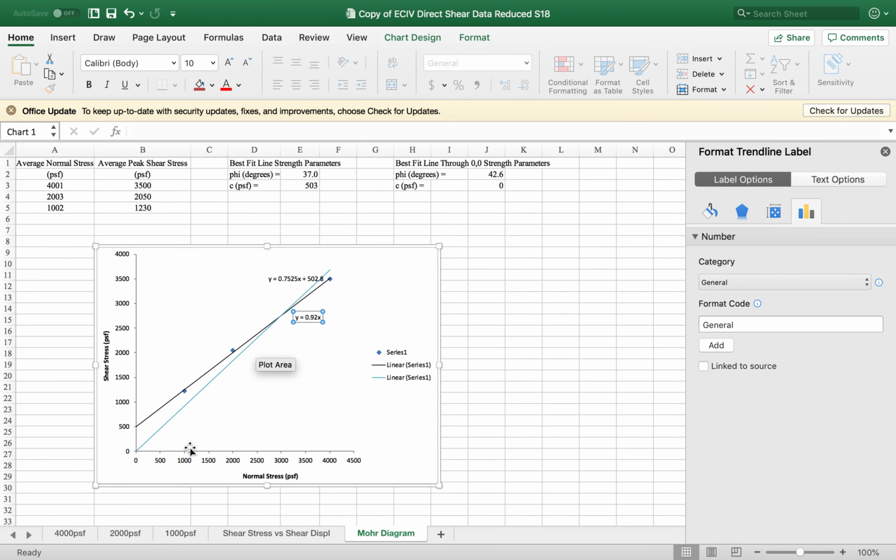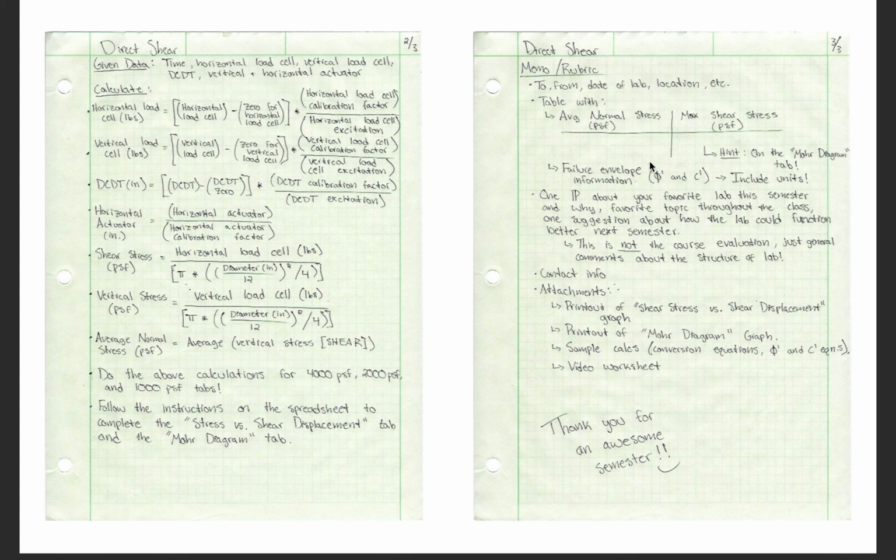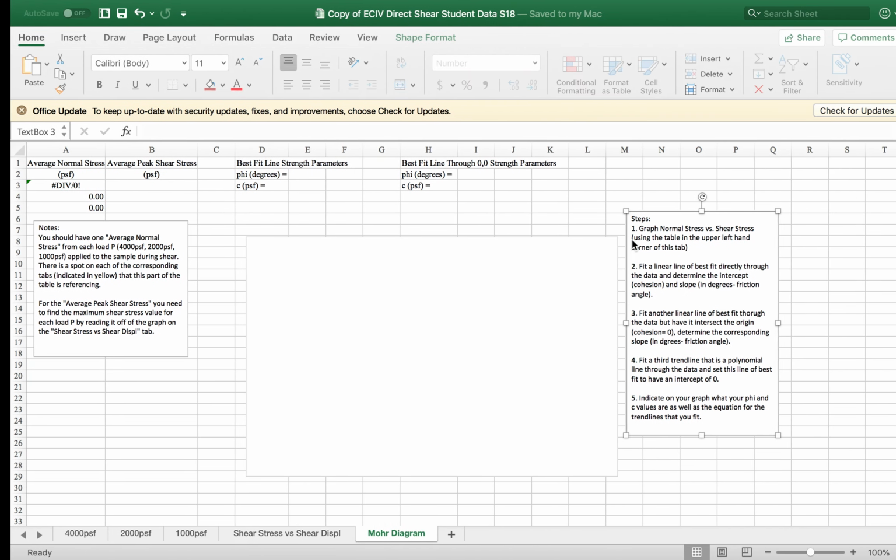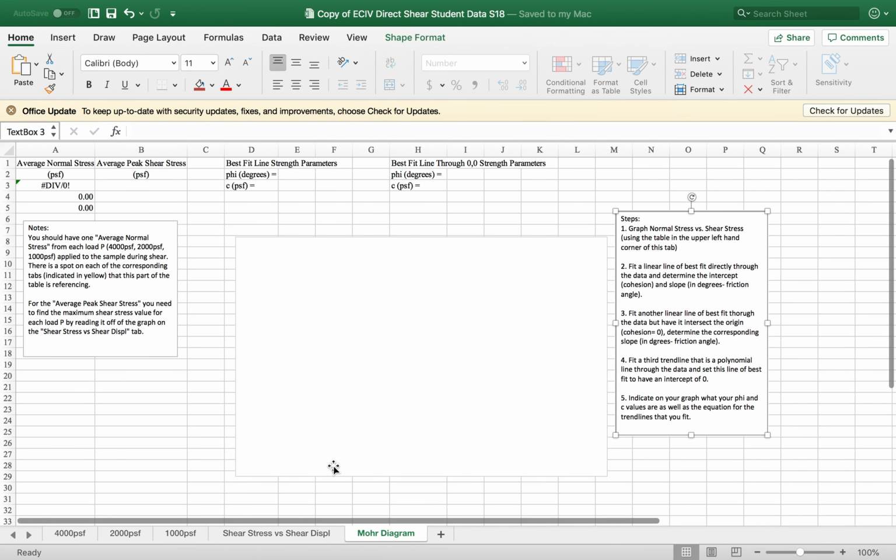So now we have these values. Now if we go back to what we're expected of for the rubric, I want a to, from, date, lab, location, etc. I want your table with your average normal stress and your max shear stress, so that's on your Mohr diagram tab, this table right here. I want your failure envelope information, so your phi prime and your C prime. Be sure to include your units on those. And then I'm going to have you guys actually do this in the last lab, so ignore this for now.